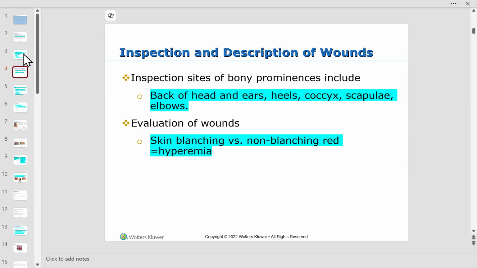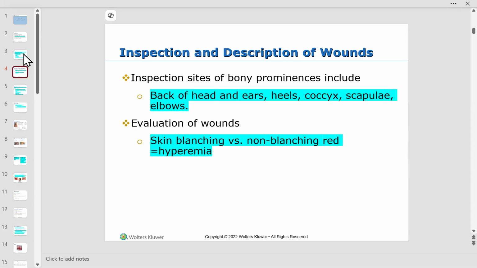So as the nurse, you're supposed to be inspecting bony prominences. In other words, if a patient is not moving, if they're immobile, if there's pressure on some of the bony prominences like the back of the head, the back of the ears, think about O2 tubing, the heels, the coccyx, the scapulae, and elbows. Those are the most common. So you want to evaluate them very, very frequently, at least daily.